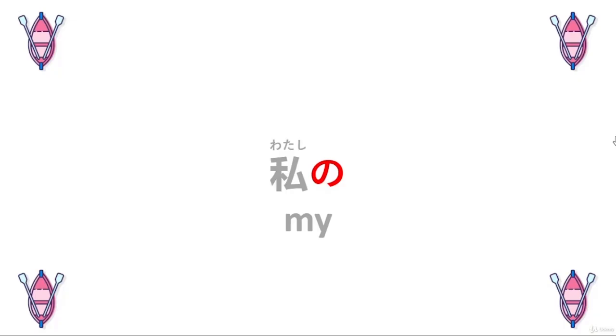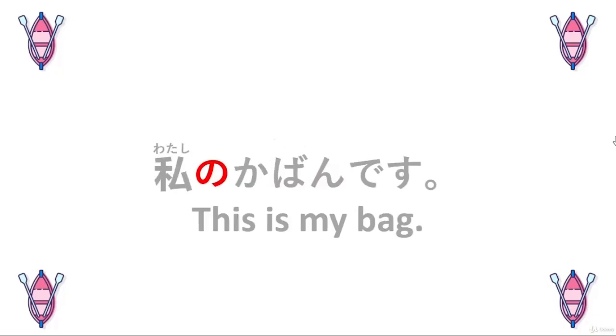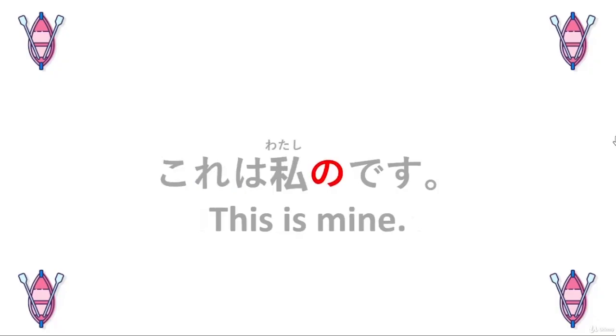If I want to say it's my bag, I would say 私のカバンです。カバン means bag. これは私のです。This is mine. So これは this, 私の mine is. So this is mine.